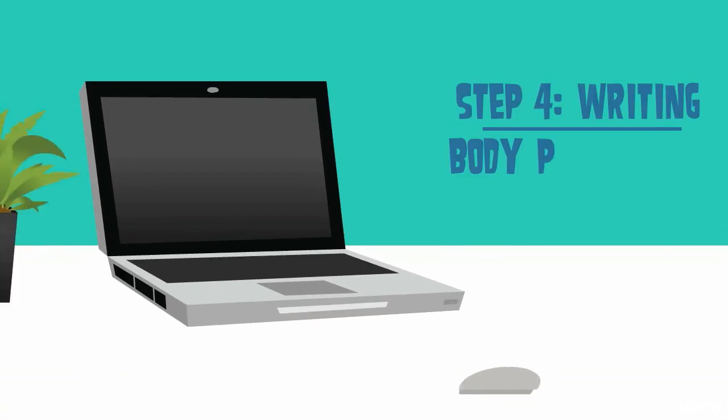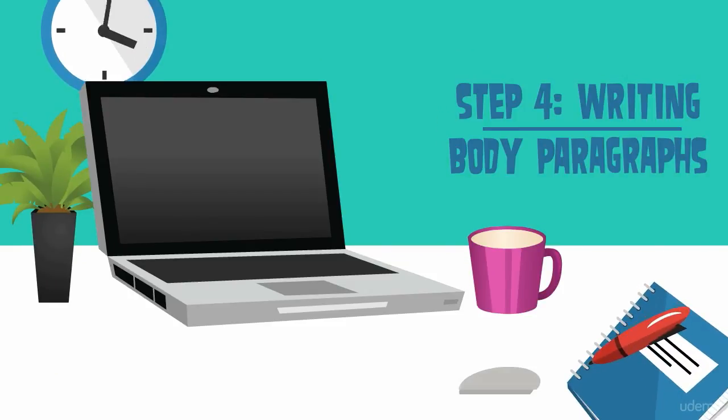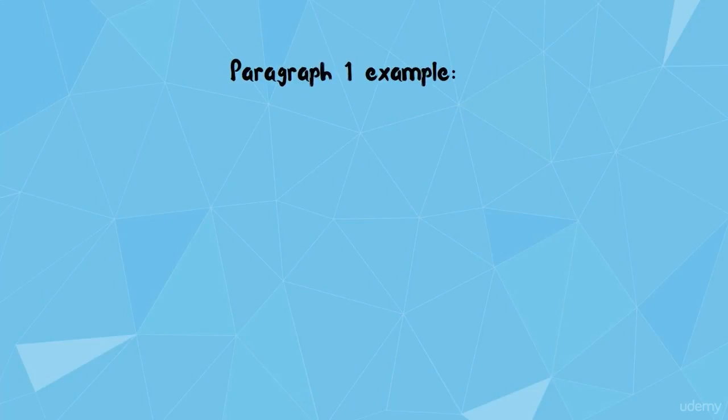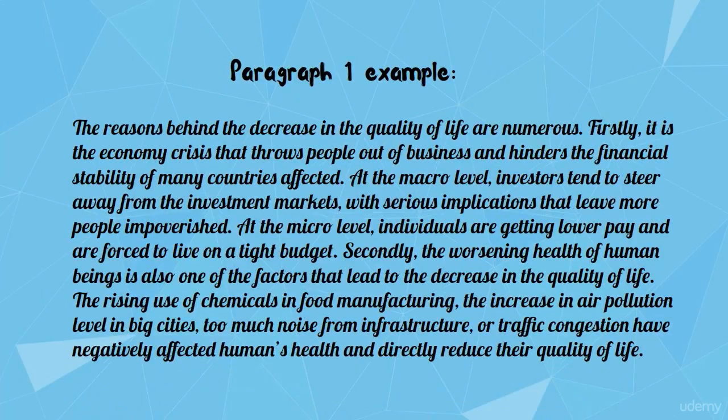Let's move on to step 4, which is to write your main body paragraphs. Here's what the first paragraph in the body looks like. The reasons behind the decrease in the quality of life are numerous. Firstly, it is the economic crisis that throws people out of business and hinders the financial stability of many countries affected. At the macro level, investors tend to steer away from the investment markets, with serious implications that leave more people impoverished. At the micro level, individuals are getting lower pay and are forced to live on a tight budget.